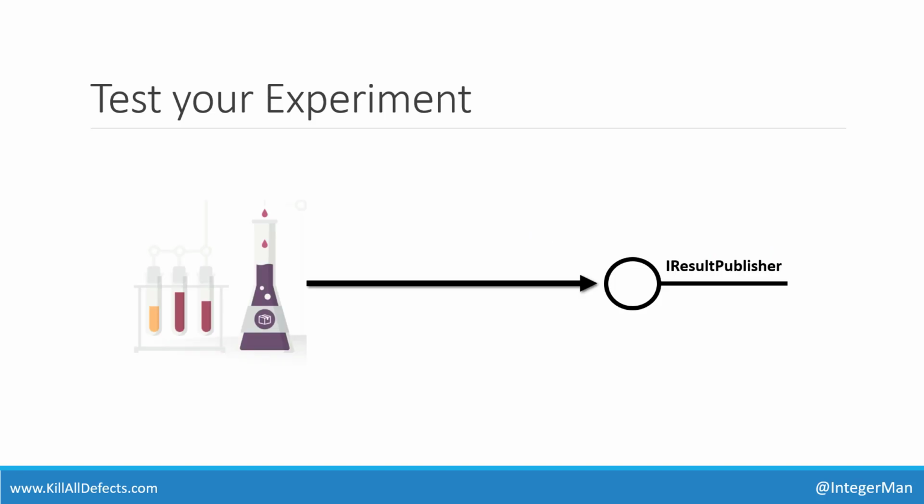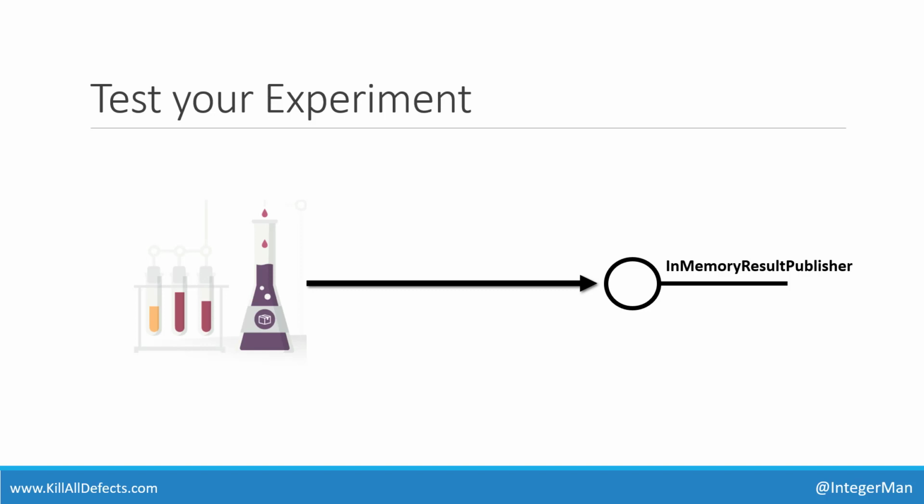Well, remember that Scientist uses a result publisher, and this is an iResultPublisher. By default, Scientist uses an in-memory result publisher. This is a fairly useless object for production scenarios because all it does is store the results inside of that instance for you to debug them if you want to. So you can set a breakpoint and get Scientist.ResultPublisher and then drill into its internal state and get your results. Hopefully you're not doing that. Please don't do that. Instead, you're going to need to write a custom result publisher.